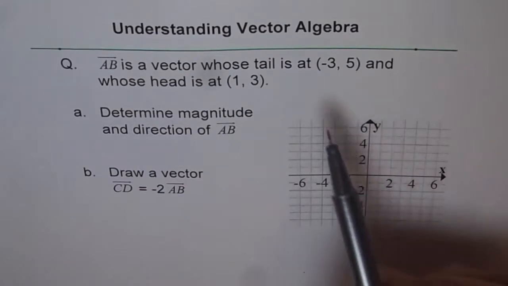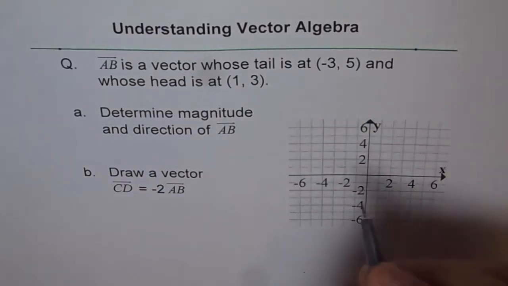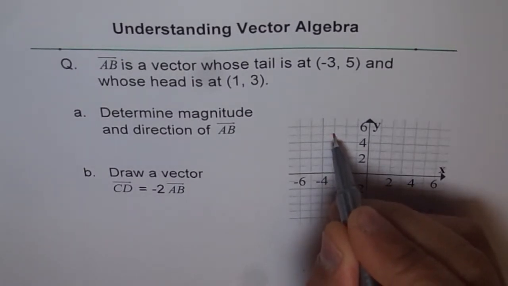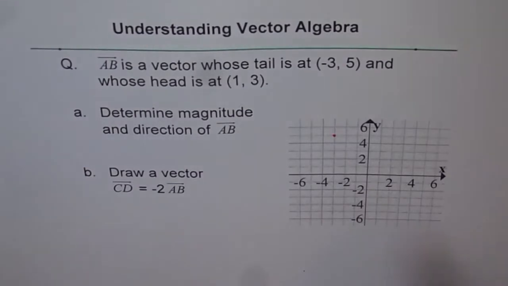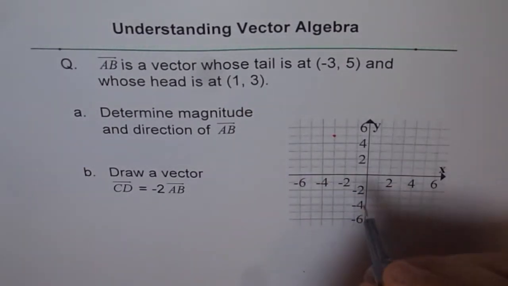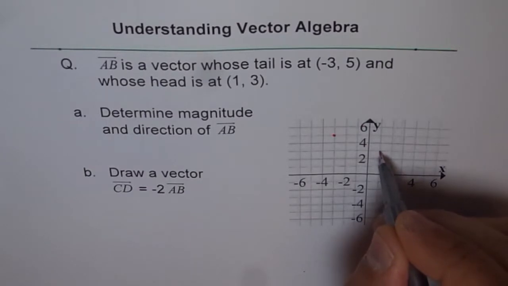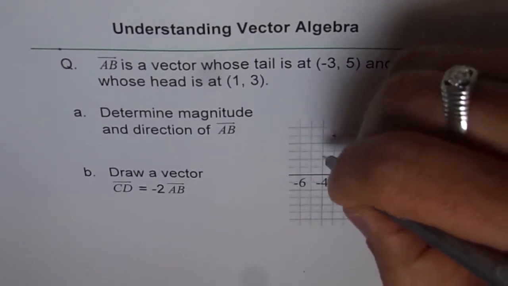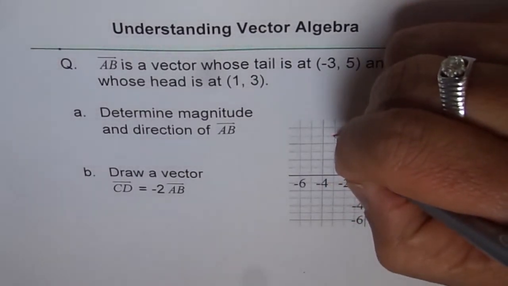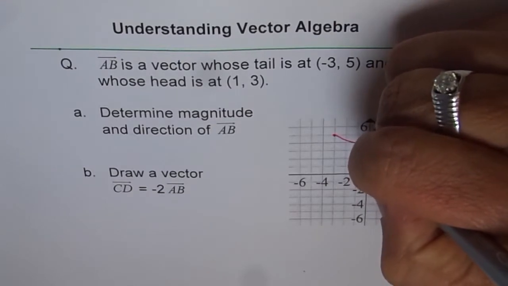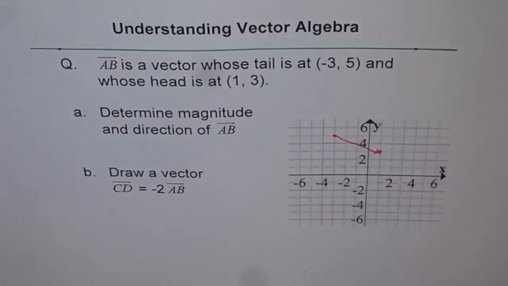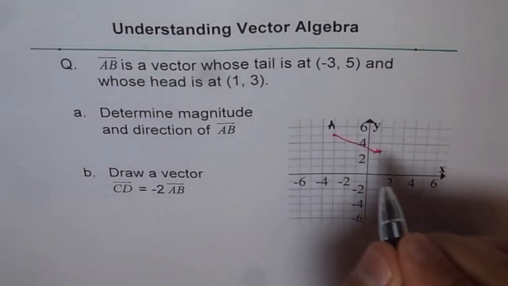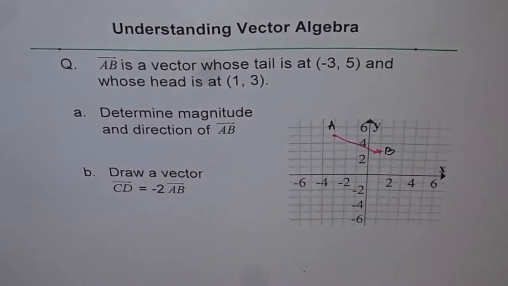AB is a vector whose tail is at (-3, 5). So -3 is here and 5 there. So we have this point as the tail of the vector. And the head is at (1, 3). So 1 and 3. That is the head of the vector, right? So our vector is AB, which goes from this position downwards, kind of like this. Do you see that? That's your vector, where point A is at (-3, 5) and B is at (1, 3).